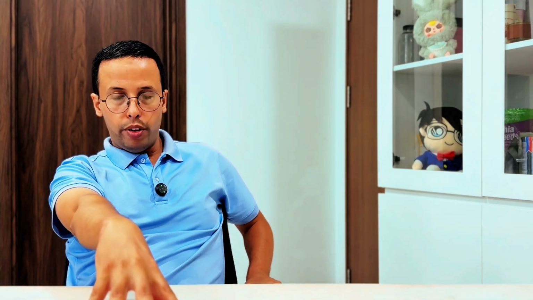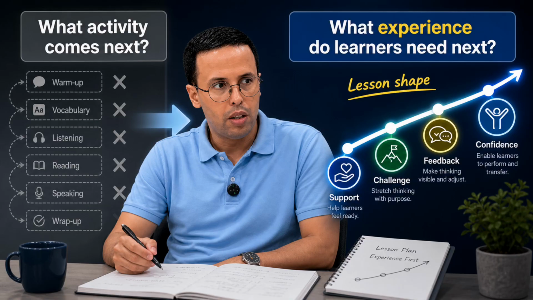In a speaking lesson, entry may come through topic and purpose. Build comes through ideas and useful language. Pressure comes through a meaningful speaking task. Return comes through feedback and a stronger second attempt. So once you see lesson shape, planning changes. You stop asking what activity comes next, and you start asking what experience do learners need next.